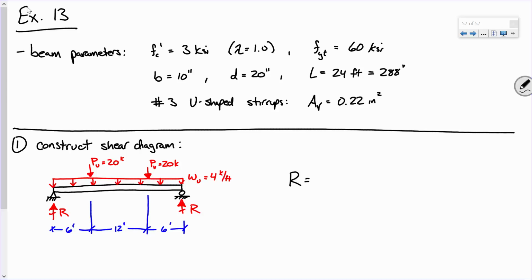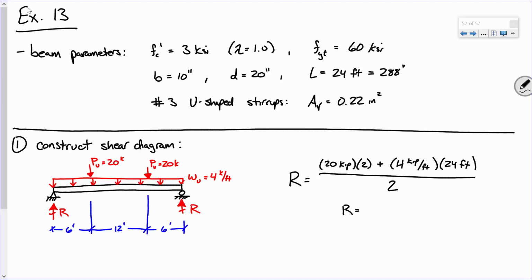I say it's 20 kips times 2 plus 4 kips per foot times 24 feet. That would be the total load on the whole beam, right? Cut it in half. Wouldn't that be the reaction on each end? Are you okay with that? So that is what? 68 kips.